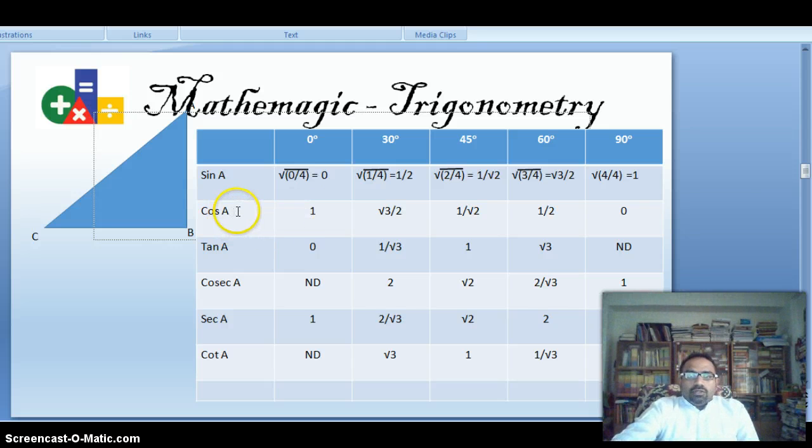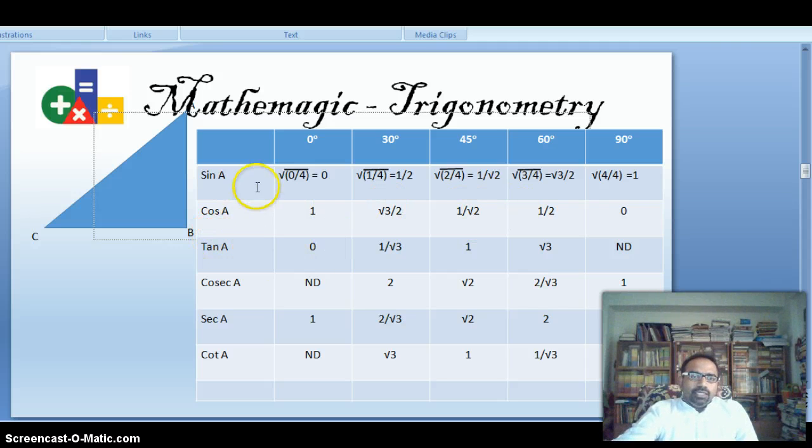And if you look at cos, it's just the inverse of this. So if you see 0, half, 1 by root 2, root 3 by 2, 1, you just reverse it and write it over here: 1, root 3 by 2, 1 by root 2, 1 by 2, and 0. It's just the reverse of that.